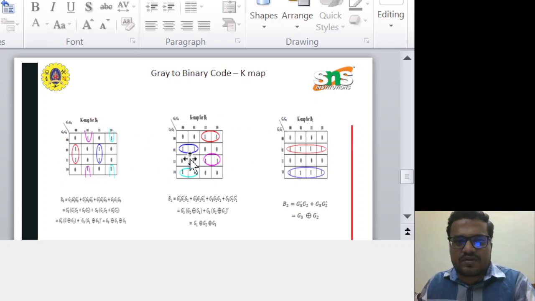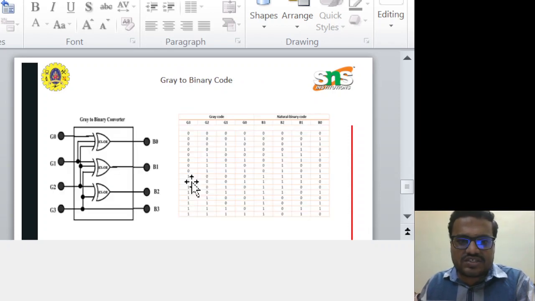All the K-map variables are assigned based on the reverse operation, and then the output will be taken as a binary code. The input is a gray code. The gray code will be the input signal, and the output will be binary. Based on the XOR gate operation, like in the previous case, the output will be framed.